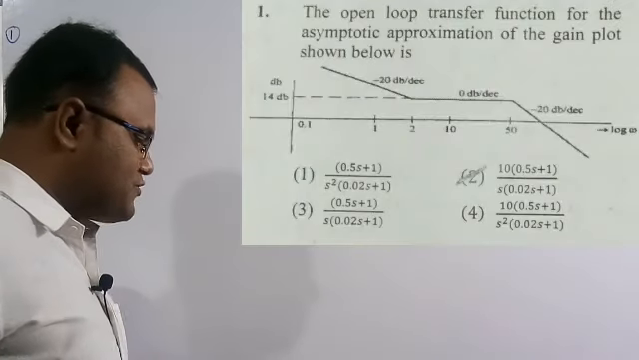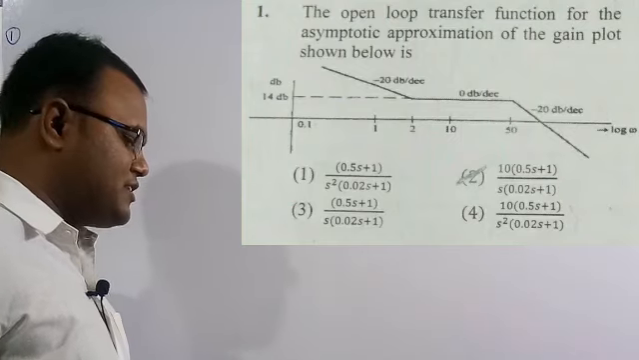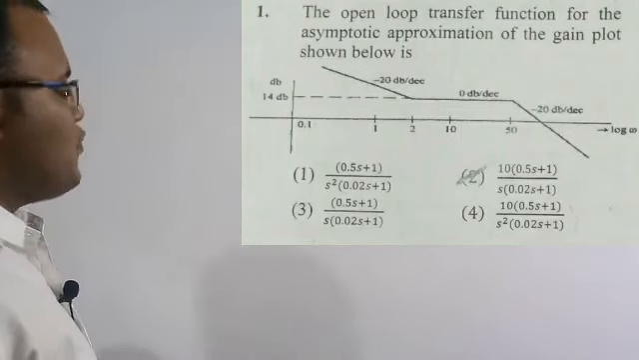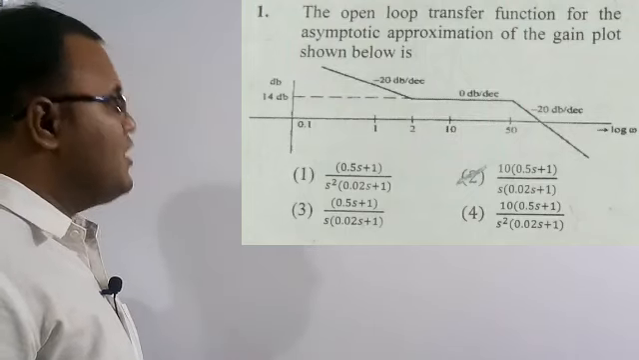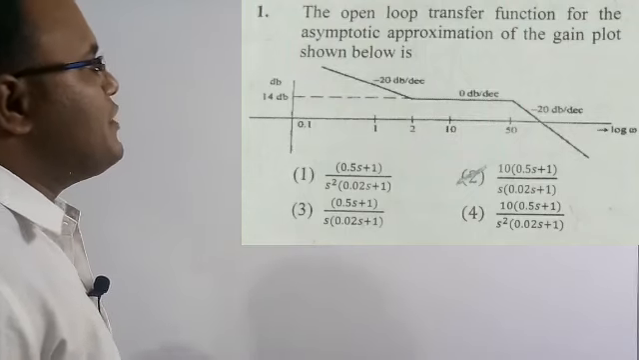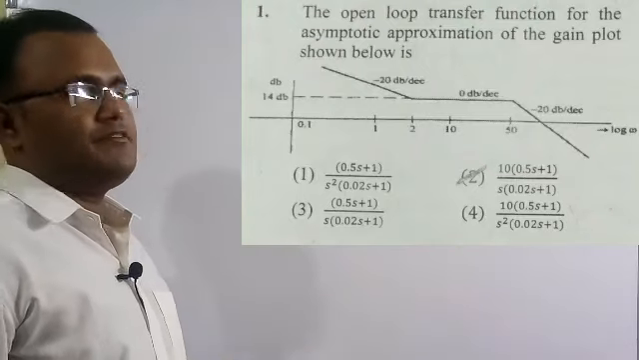So let's get started. This is the first question we are going to discuss. See the question here. The question says that the open loop transfer function for the asymptotic approximation of the given plot shown below is. They are given four options, and a diagram with respect to log omega. This is a Bode plot. Now we need to find the open loop transfer function from this graph.